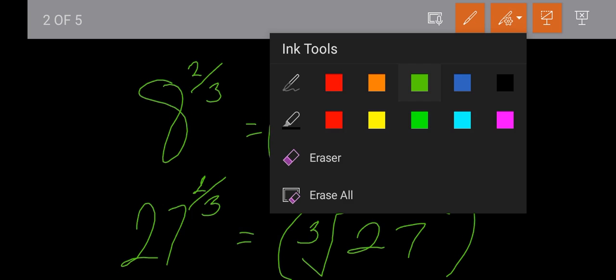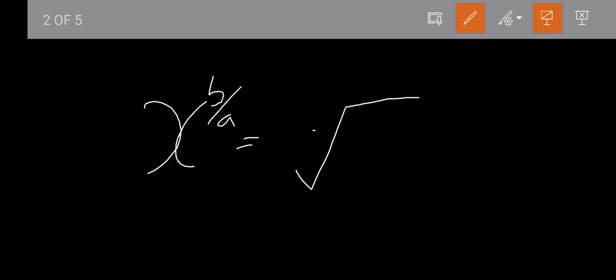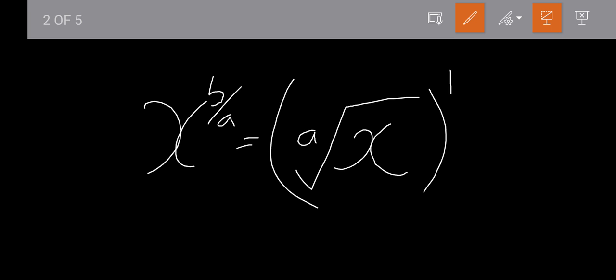So in other words, if I have x raised to the power b over a, this will simply mean the root of a, x to the power of the numerator b. I hope we're seeing that. All right, so these are the basic laws of indices, and they'll be applied in the problems that we're going to be dealing with.